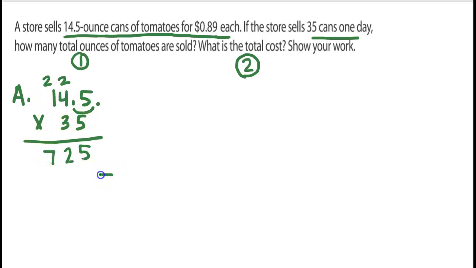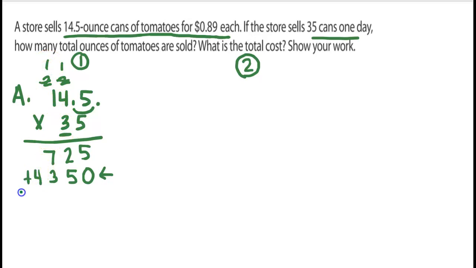Now before I can move on, I have to have a placeholder. So now I can move on to my tens digit. 3 times 5 is 15, so I'm going to drop my 5, carry my 1. I'm done with this one, so I'm up here. 3 times 4 is 12, plus 1 is 13, so I'm going to drop my 3, carry my 1. I'm done with this one. 3 times 1 is 3, plus 1 is 4.